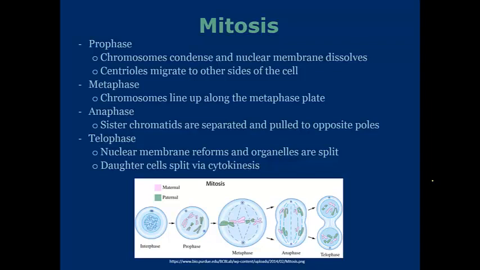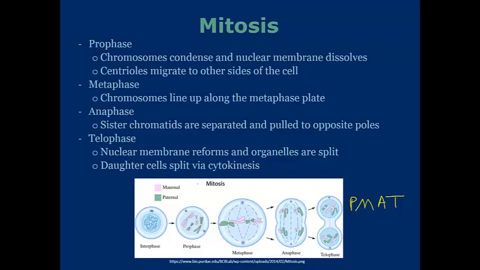Mitosis is the most common form of cell replication that you will see. It's comprised of prophase, metaphase, anaphase, and telophase. A common acronym you can use to remember this is PMAT. Prophase is when the chromosomes condense and the nuclear membrane dissolves. The centrioles migrate to opposite sides of the cell. Prophase is listed right here, as you can see.